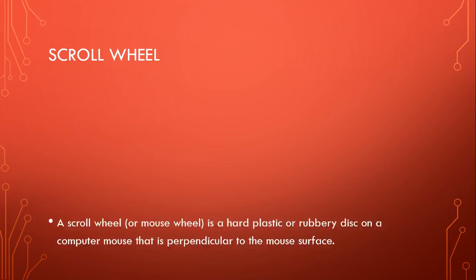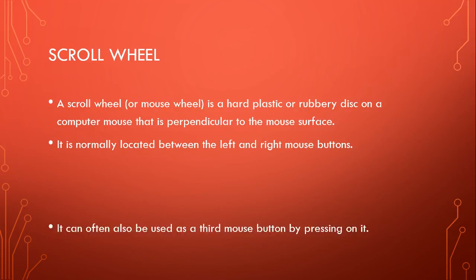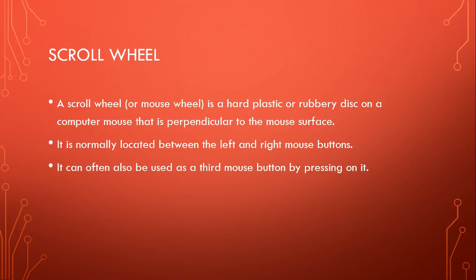All right, next let's talk about the scroll wheel. Now, a scroll wheel or mouse wheel is a hard plastic or rubbery disc on a computer mouse that is perpendicular to the mouse surface. It's normally located between the left and right mouse buttons. Occasionally you'll see it in different locations, but most often that's where it's going to be. It can also be used as a third mouse button by pressing on it. If you've ever done it, you press down that mouse button and it goes click. Sometimes it'll bring up things like, for example, a scroll. So you might be able to scroll up, scroll down, scroll left, scroll right. It just kind of depends upon the functionality of the mouse and also the software that's currently running.